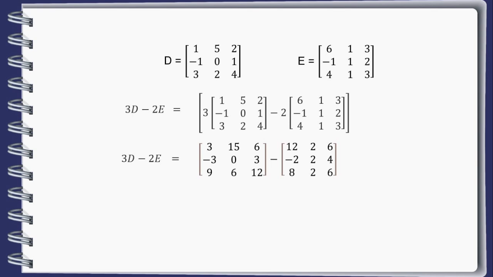So we have 3 minus 12 is equal to negative 9. 15 minus 2 is equal to 13. 6 minus 6 equals 0. Negative 3 minus negative 2 equals negative 1. 0 minus 2 is equal to negative 2. 3 minus 4 is equal to negative 1. 9 minus 8 equals 1. 6 minus 2 is equal to 4. And 12 minus 6 is equal to 6. So therefore, this is our final matrix.